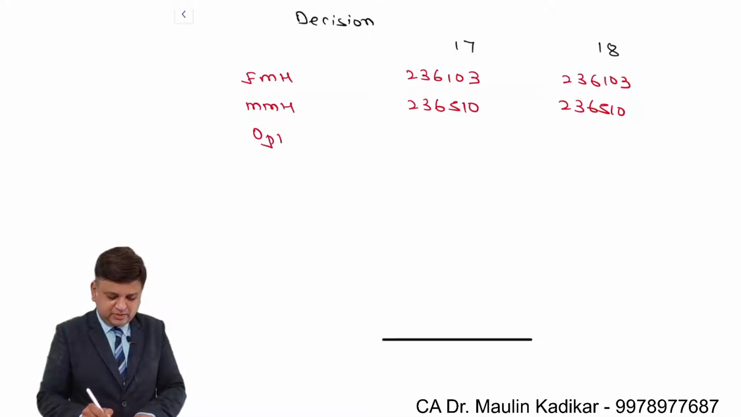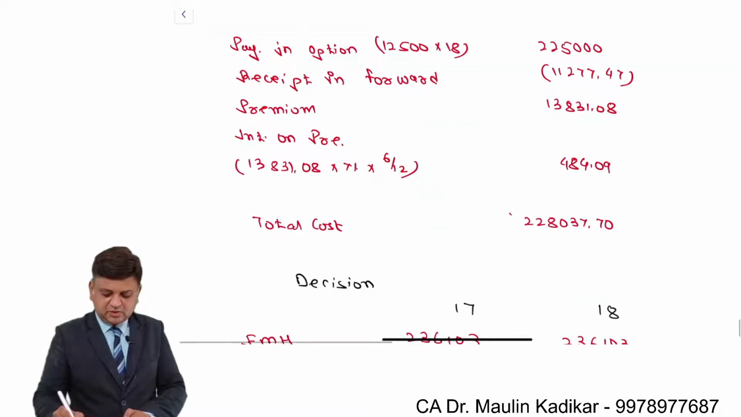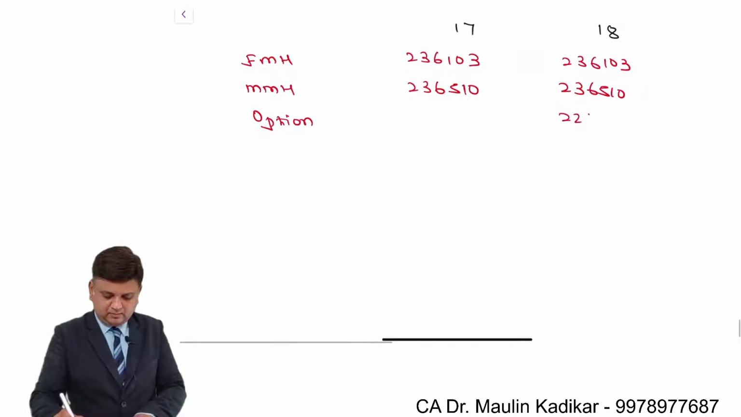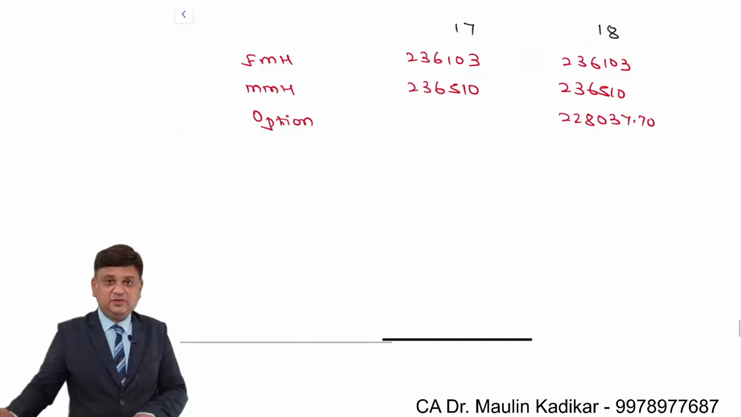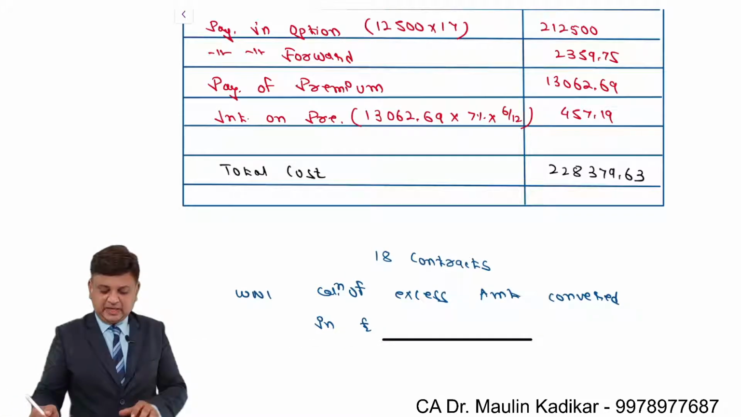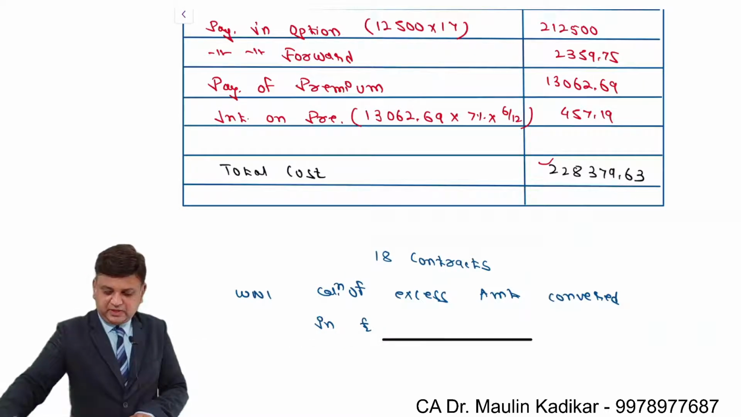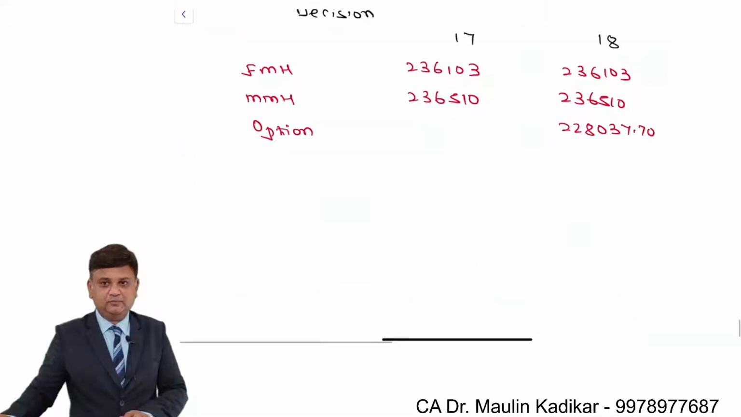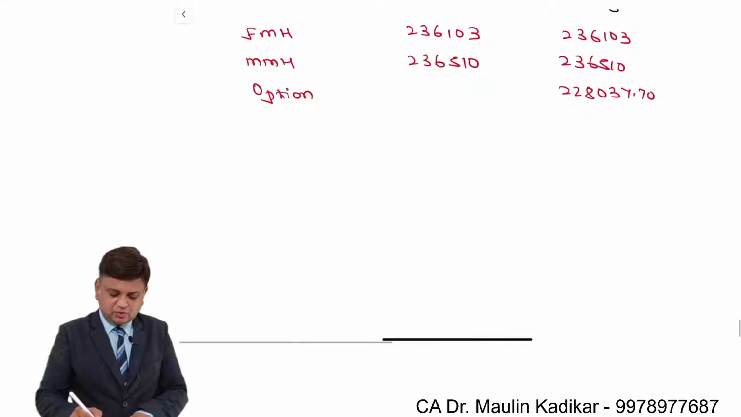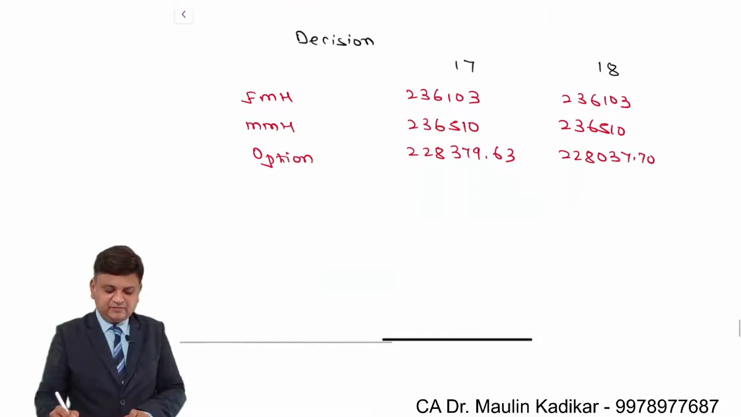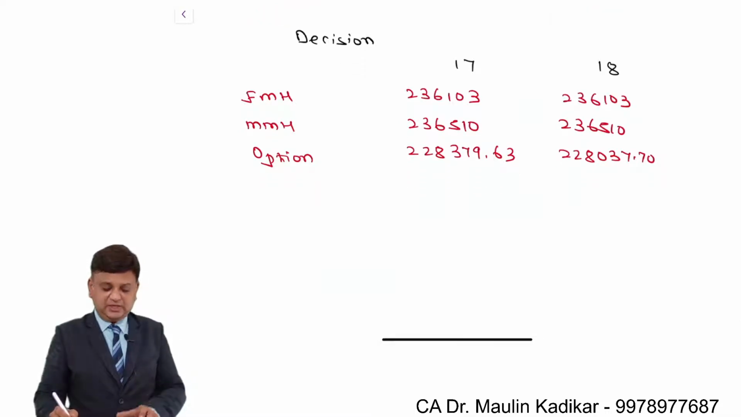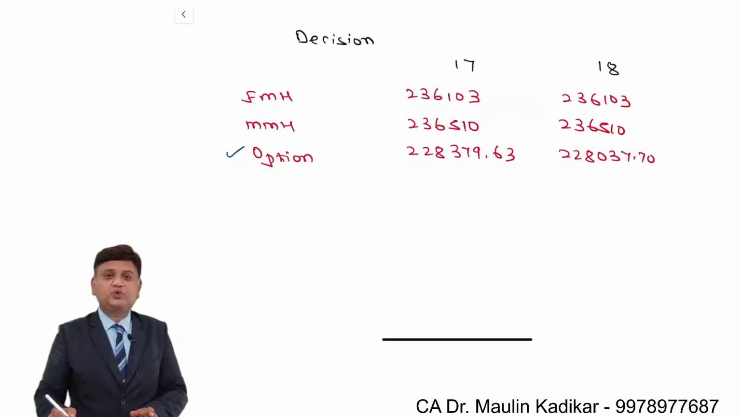And in case of the option contract, the maximum cost is 228,037.70, and for 17 contracts 228,379.63. So it is 2,28,379.63. That is the way we are supposed to make the comparison, and we are required to take the decision. Suppose somebody has taken 17 contracts, somebody has taken 18 contracts. In both the cases, coincidentally, the answer is the same, option contract.